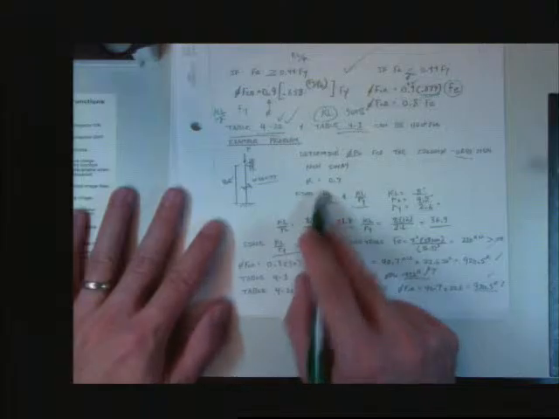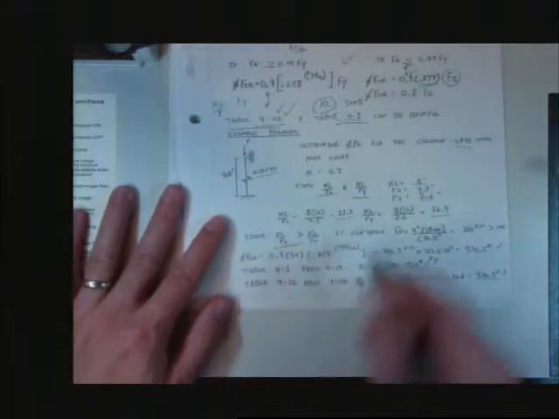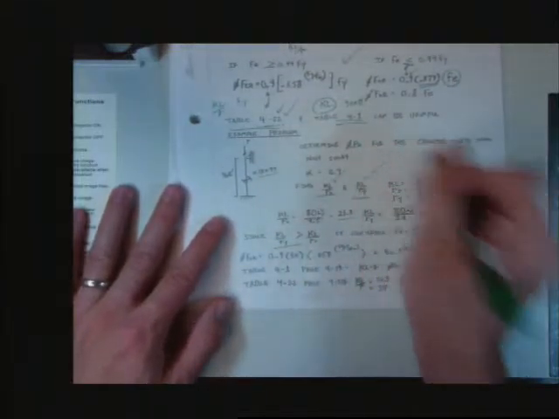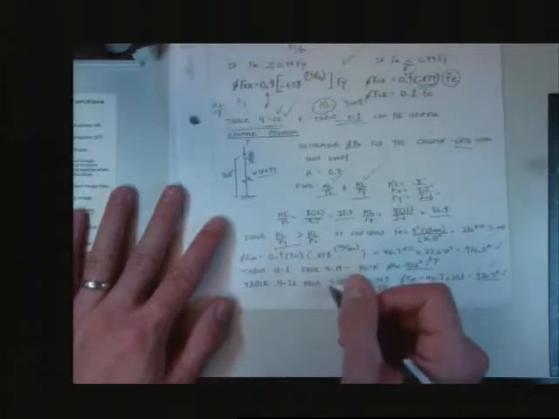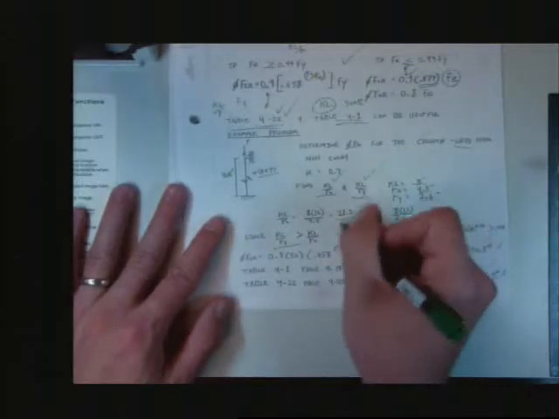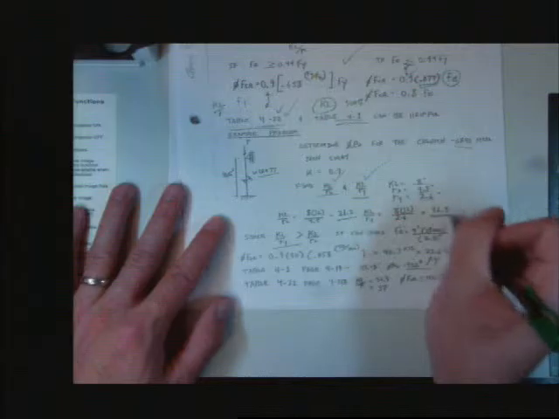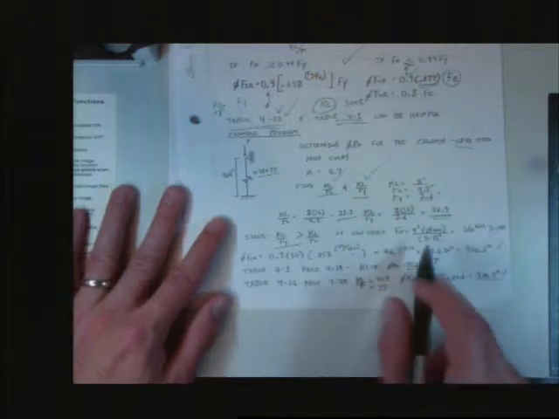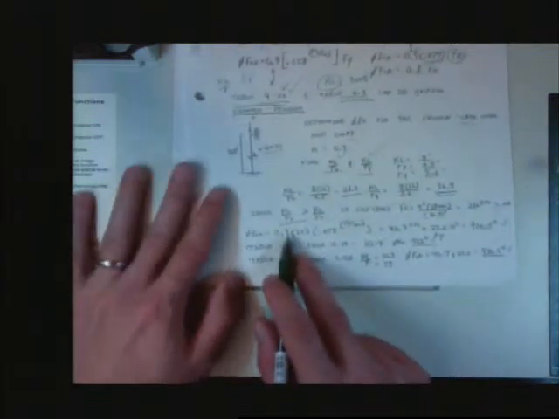K of 0.7. KL over r. You're going to find KL over rx. You're going to find KL over ry. You're going to figure out which one controls. Okay? You're going to find out, oh my gosh, KL over ry controls, 36.9. Since it's larger, I know it's going to control.